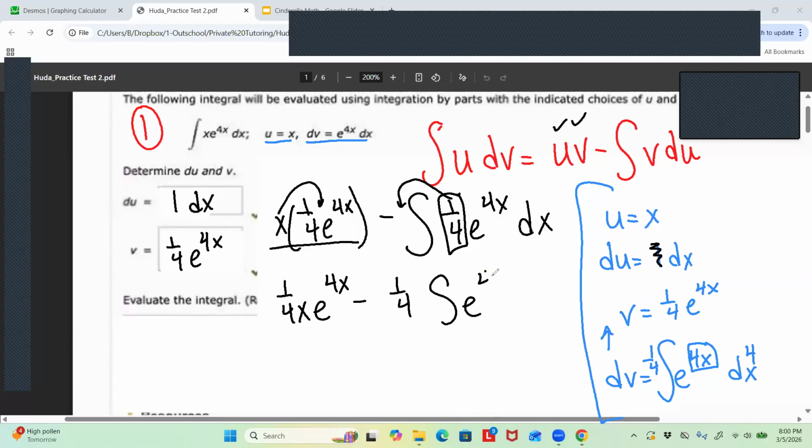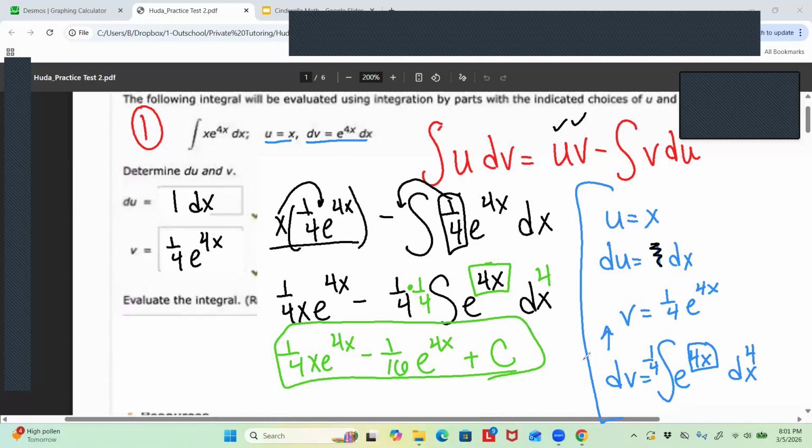You don't have to do that. I think it'll just make your life easier. And now to integrate e to the 4x, it is itself, except we need the derivative of this power because of chain rule. So we'll put a 4 to make it look right. And then we'll do the reciprocal, so another quarter on the outside. And then this is fine. A quarter times a quarter is a 16th, and the integration of e is itself. And don't forget your plus c for that constant. And there we are.